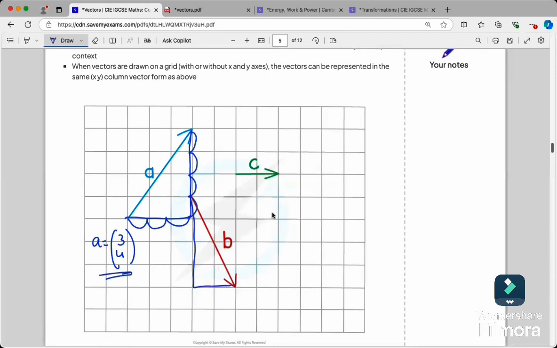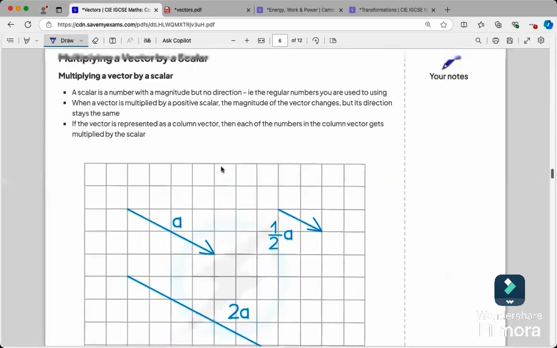For B, the column vector is given by: it is going down 1, 2, 3, 4, so the y component is -4, and 1, 2 to the right. So 2 and -4. And this is the vector with no y component, so the y component becomes 0 and the x component is 1, 2, so it will become positive 2.